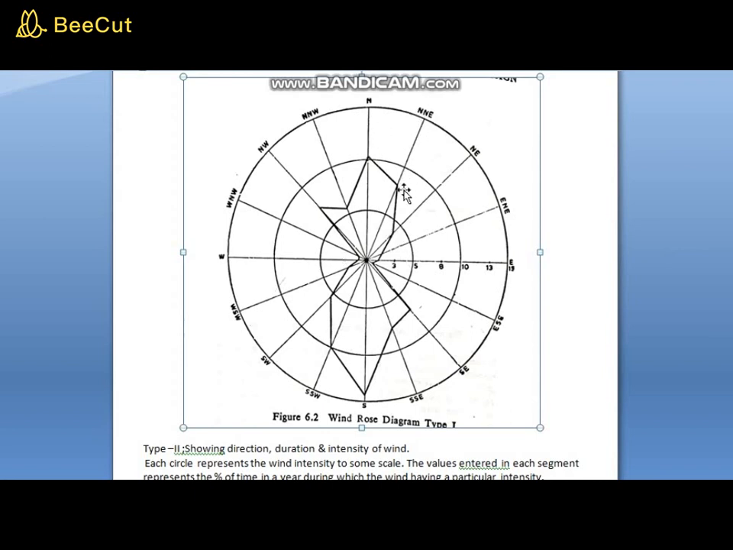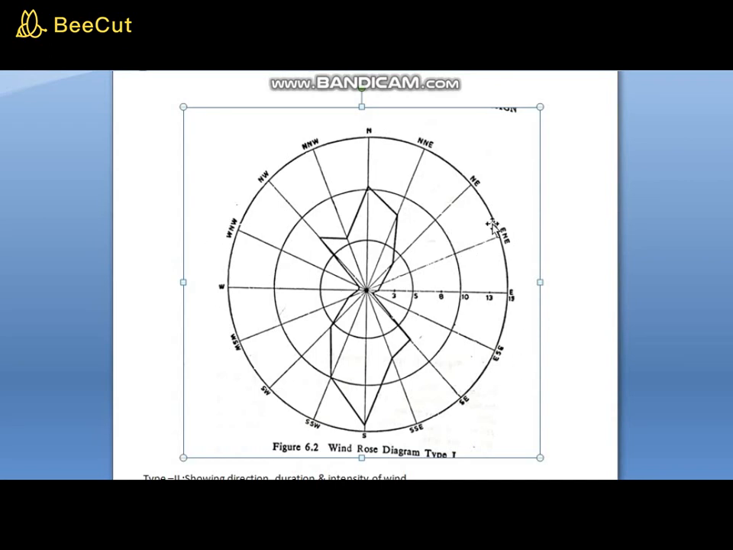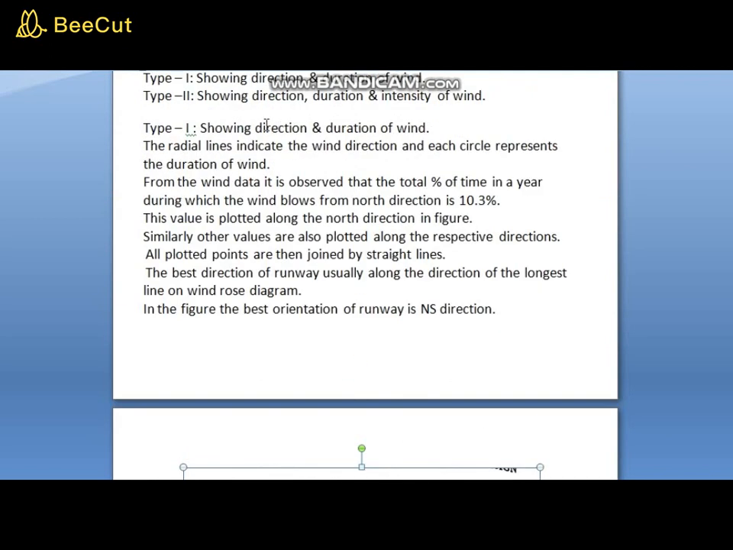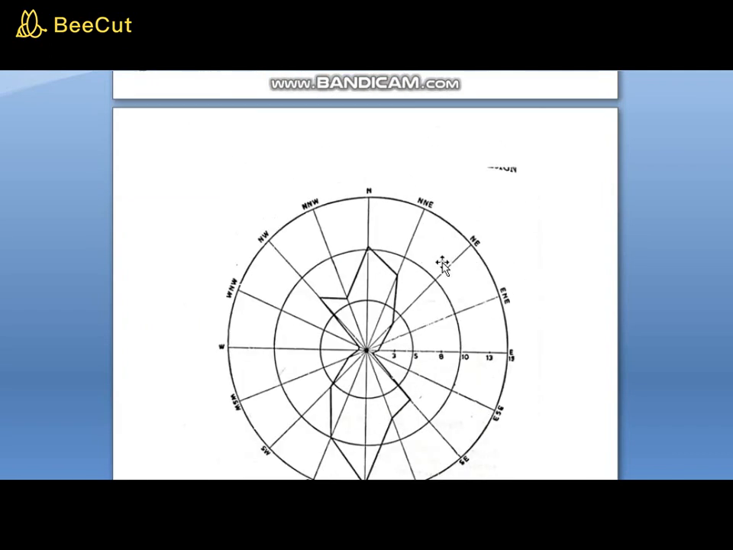These are nothing but radial lines which you can see: north, north-north-east, north-east. These are nothing but circles. So what does this radial line represent? The radial lines indicate wind direction and each circle represents duration. This radial line gives direction, so that's what it shows: direction and duration of wind. Radial lines give the direction, circles give duration of wind.